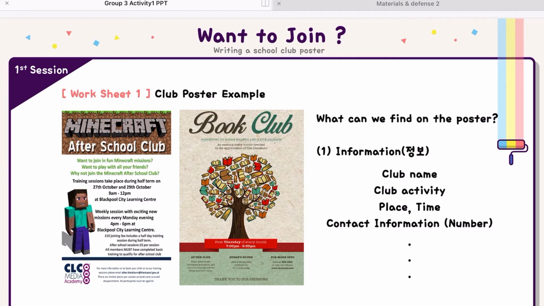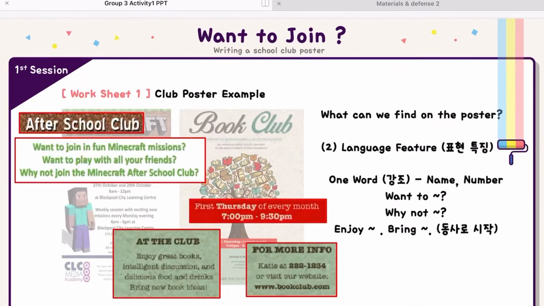Then let's move on to the second section. What about some language features? What could you guys find out on the poster? Junghyun. Well, our group found out that when we make a poster, we don't have to make full-length sentences. Good point, Junghyun. When you make your poster, you don't have to make full sentences.